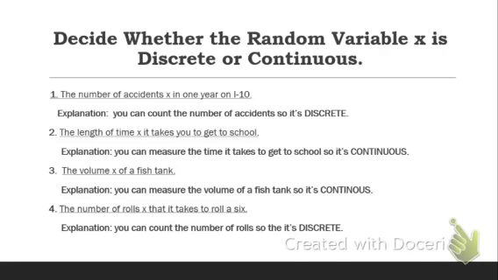Example number 4. The number of rolls, x, that it takes to roll a 6. Since you can count the number of rolls, the outcome, then the random variable is discrete. So to summarize, if you can count the outcomes, then the random variable is discrete. And if you can measure the outcome or outcomes, then the random variable is continuous.